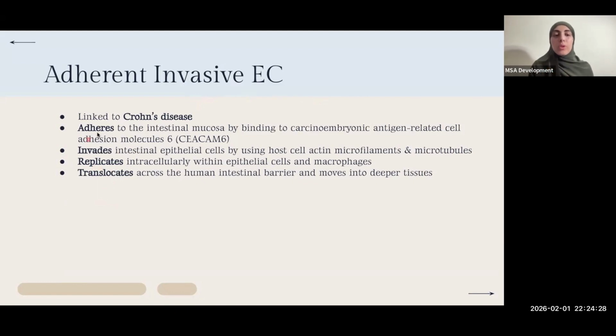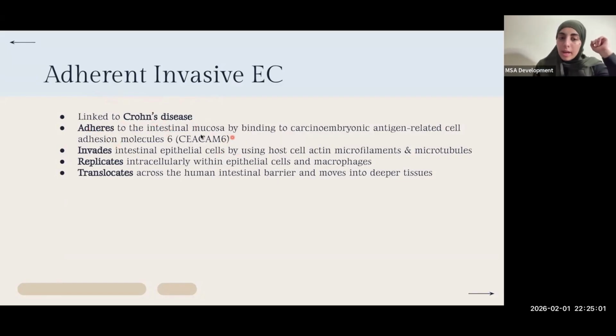Okay, so you have adhesion to the intestinal mucosa by binding to CEACAM6, which is the carcinoembryonic antigen-related cell adhesion molecule 6. I don't know if you should remember this name. Just remember that it adheres to CEACAM, okay? And be able to recognize CEACAM if you even get this in a question. Or just know that adherent invasive E. coli is linked to Crohn's disease. I think this is an important connection, okay?